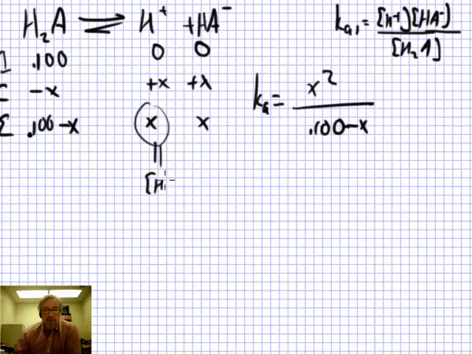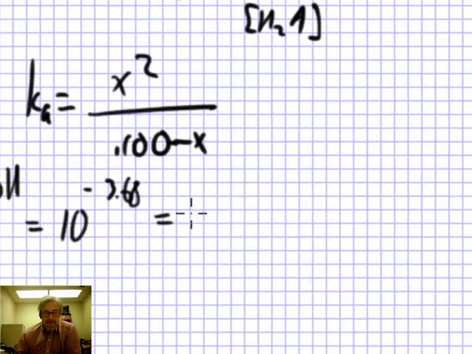And that's going to be equal to 10 to the minus pH at equilibrium. So in this case, 10 to the minus 3.68. 10 to the minus 3.68 is 2.1 times 10 to the negative fourth. And so we'll plug that into this equation and find our answer.